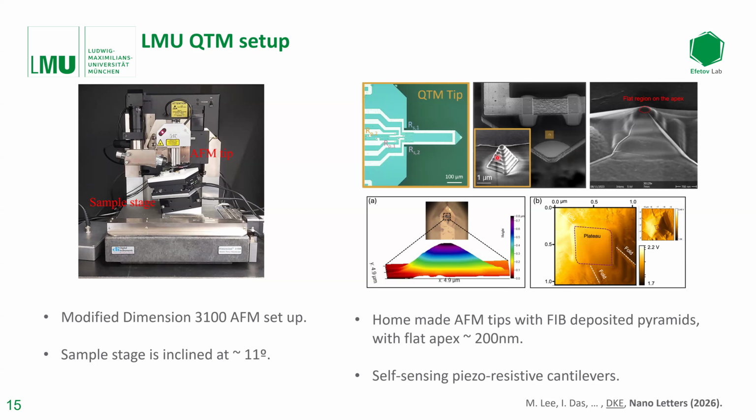On these tips, we then deposit these pyramids with FIB, but other techniques are also possible, to create this plateau-like elevated region. And then we coat these regions with graphene, and we connect them to the electrodes, which are also on the tip here. And so you can see here a typical SEM image of such a device, which shows a tip with a relatively flat region, which is just covered with a tent of graphene.